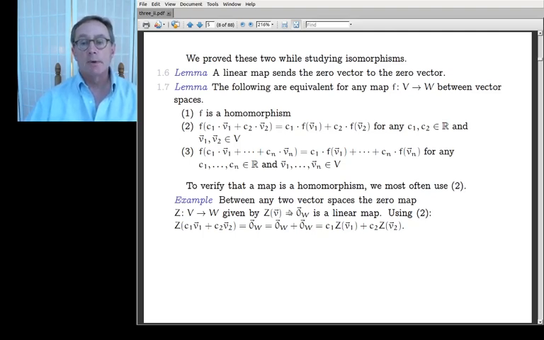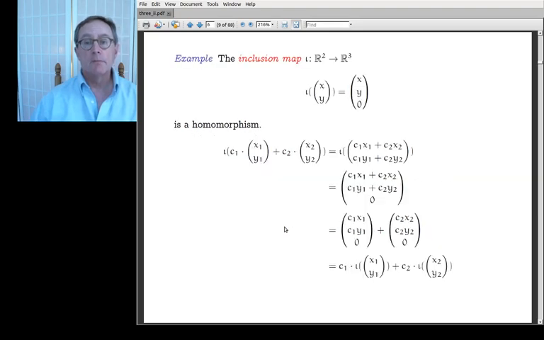It's a linear map. So just to check it with case 2 here, the zero map applied to C1V1 plus C2V2 is equal to C1 times the zero map applied to V1 plus C2 times the zero map applied to V2, and that's just because 0 equals 0 plus 0. That's all. It's nothing complicated. So I started off with an example that's simple, maybe too simple to be enlightening.